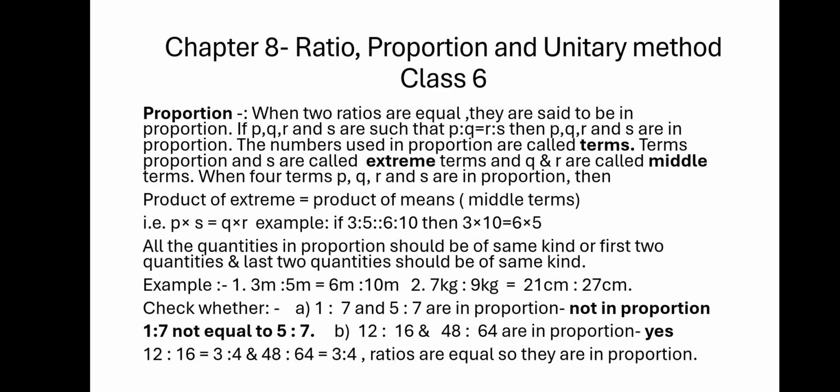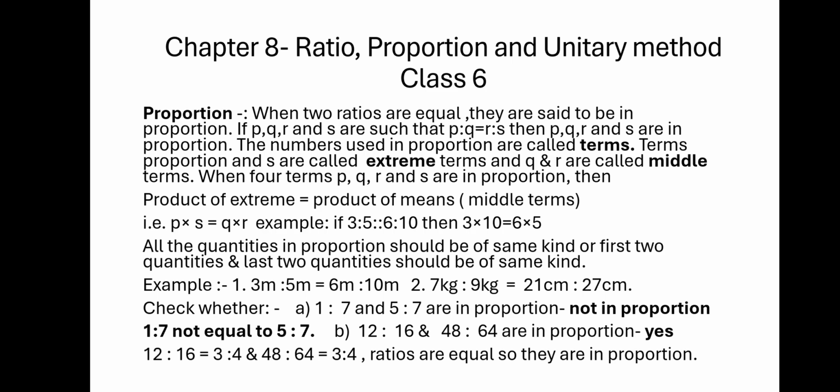Terms P, Q, R and S. P and S are called extremes, and Q and R are called middle terms. When four terms P, Q, R and S are in proportion, then the product of extremes, that is P and S, is equal to the product of means, that is middle terms. That is P into S is equal to Q into R.